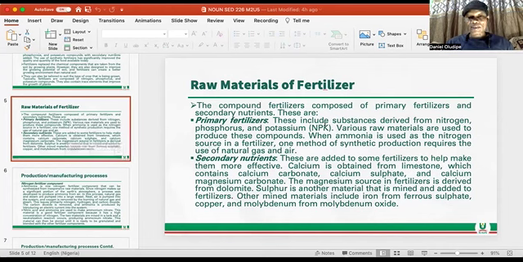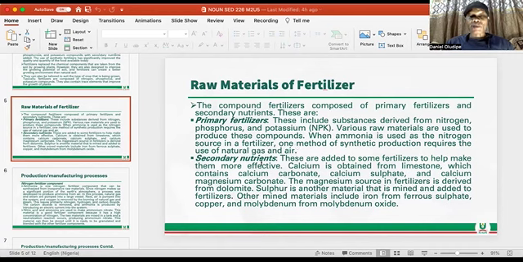The compound fertilizer is composed of primary fertilizers and secondary nutrients. These are primary fertilizers. These include substances derived from nitrogen, phosphorus, and potassium. Nitrogen, phosphorus, and potassium, NPK. Various raw materials are used to produce these compounds. When ammonia is used as a nitrogen source in a fertilizer, one method of synthetic production requires the use of natural gas and air.